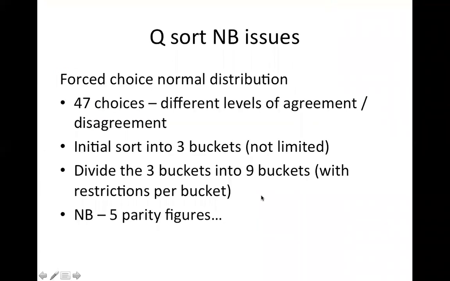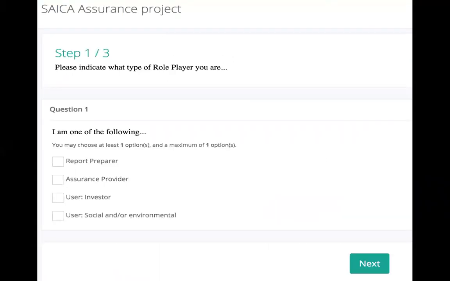I'm not going to talk about that now. So the Q sort is to try and elicit responses from the four main stakeholder groups that I will talk about. It's 47 statements that you need to rank into three buckets. Those three buckets are agree, disagree, and neutral. And then you redivide those three buckets into 9 buckets with some restrictions per bucket. And there are also some parity figures that are statistically necessary to make sure that everybody does the sorting accurately.